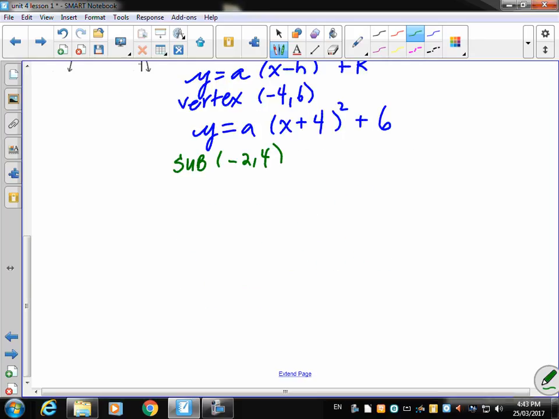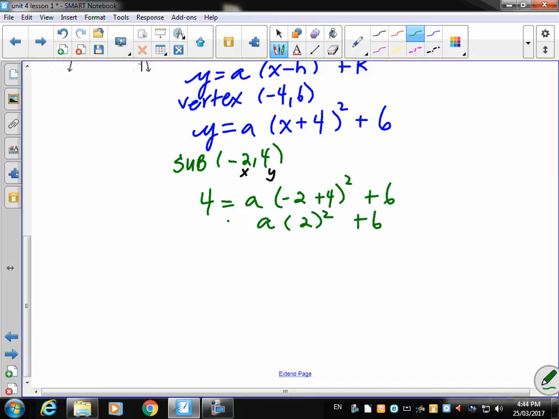So I'm going to substitute the negative 2 for x and the 4 for y. And I'm not trying to be sarcastic at all, but a point is x, y. So that's where you put things, the x for the x value, the y for the y value. And so I'm going to write 4 equals A. I'm going to put that negative 2 where I see x, add 4 squared, and then a plus 6. So now I'm going to do what I can do to tidy it up, so to speak, and then we'll solve for A. So first thing I need to do is do my bracket. So negative 2 plus 4 is 2.